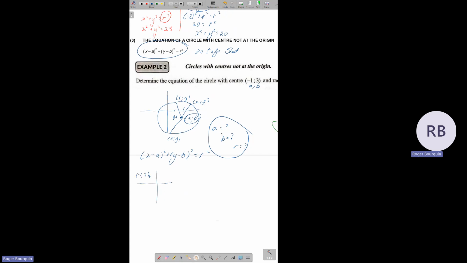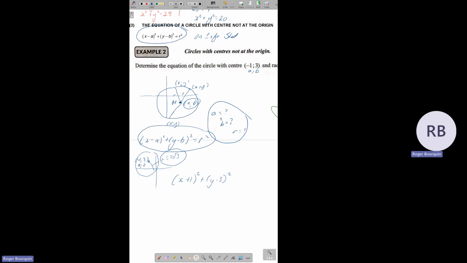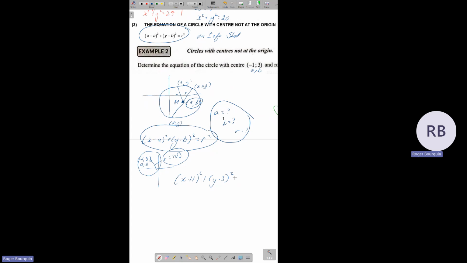And you're also told that the radius is equal to 2 root 3. So you've got some circle, center -1, 3, and the radius is equal to 2 root 3. You know the center is -1, 3, so that's A and that's B. So we can sub those in. We also know r is 2 root 3. So the equation is simply going to be x minus a squared, so it's x minus minus 1, which becomes x plus 1 squared, plus y minus 3 squared, is equal to 2 root 3 all squared.